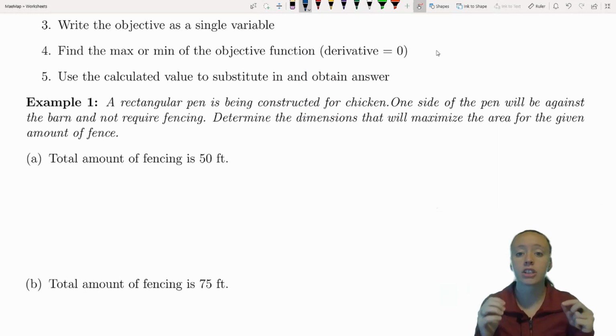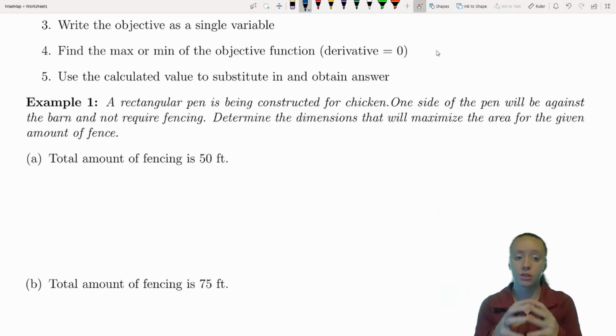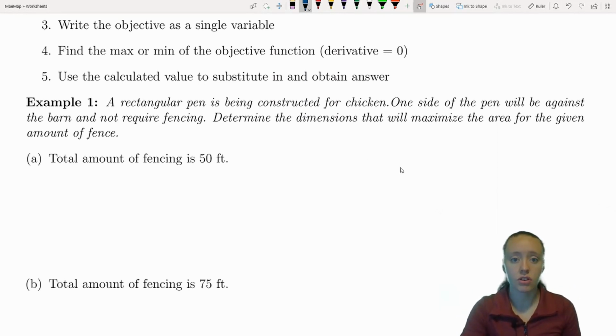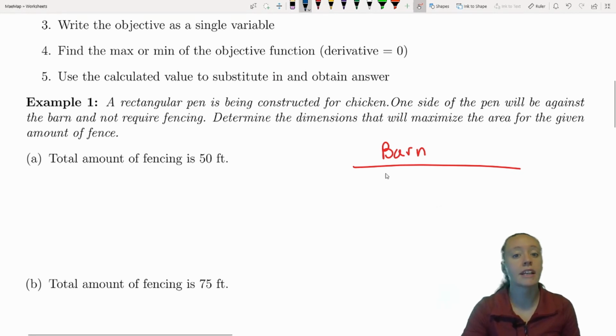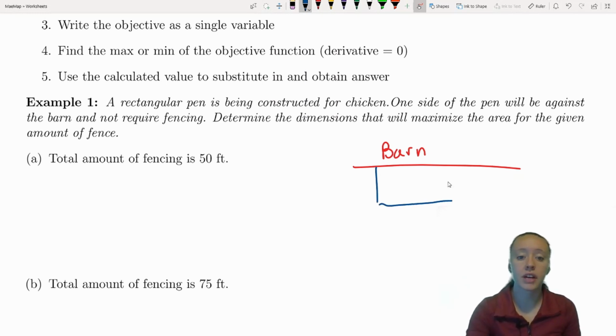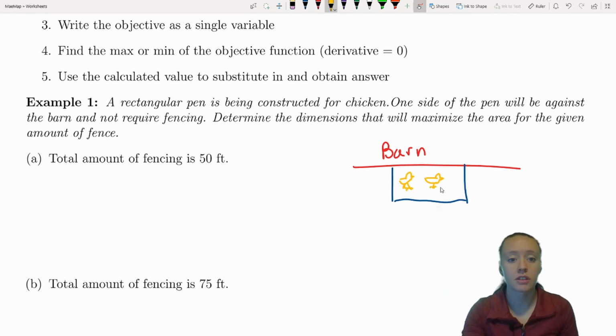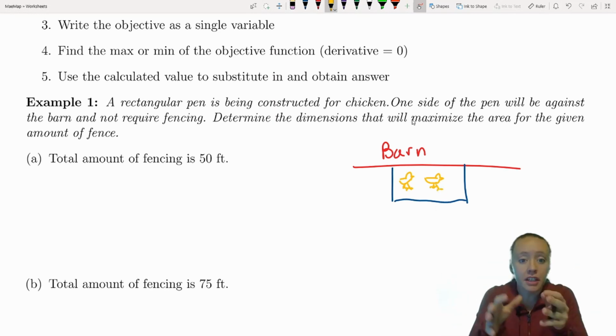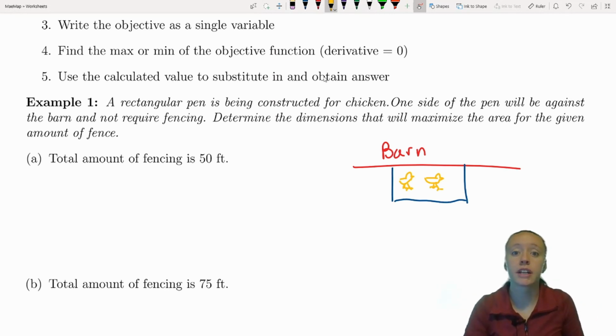In part A, our constraint is that we only have 50 feet total. Whereas in part B, our constraint is that we have 75 feet total. So let's go ahead and draw our picture. So here I have some barn that the fence is going to be up against, and it's a rectangular pen that we're trying to form. So my fence is only on 3 sides. And then you can see I drew a couple chickens in there. Not the best artist, but there we go. There's our barn. That's the fence we're trying to draw.